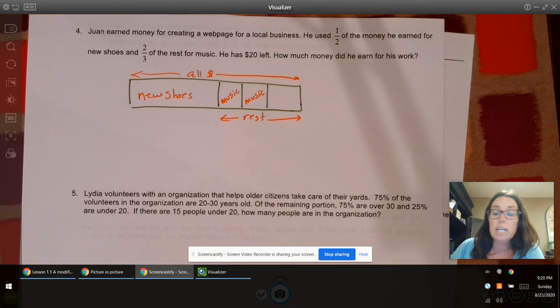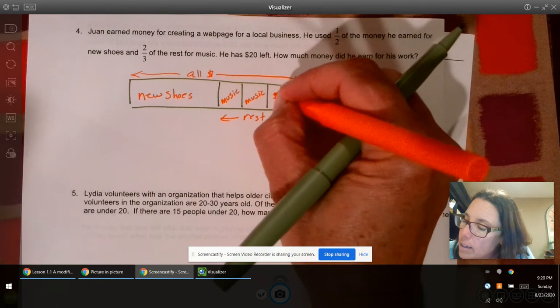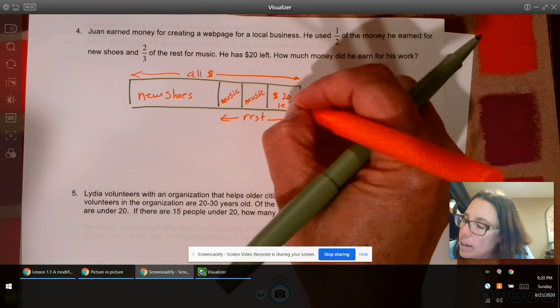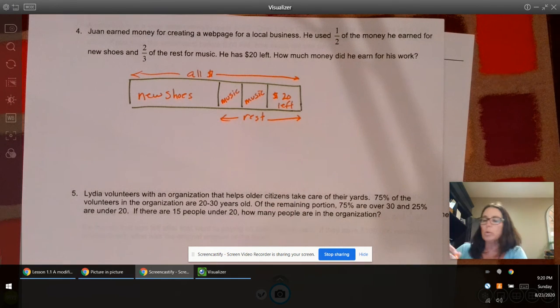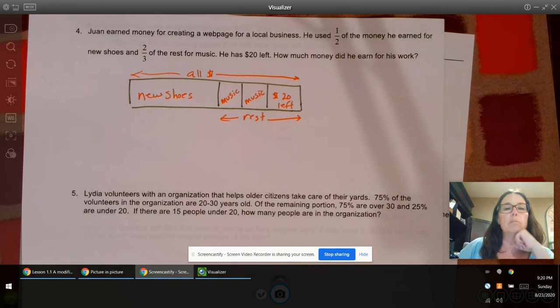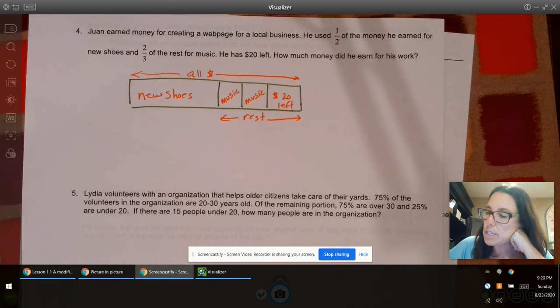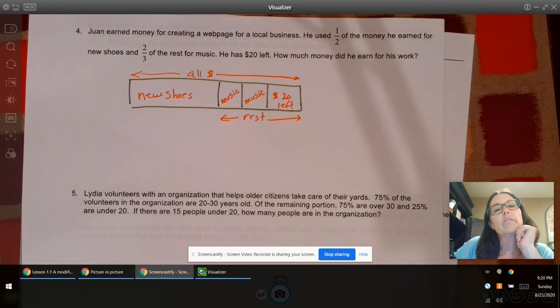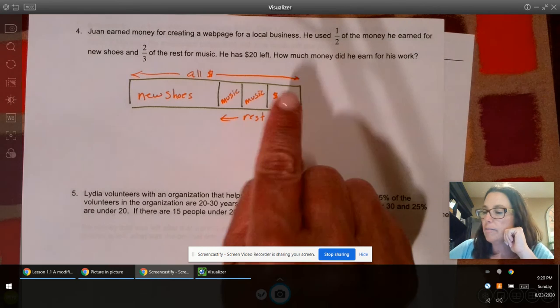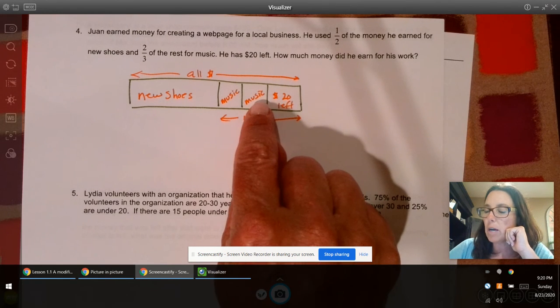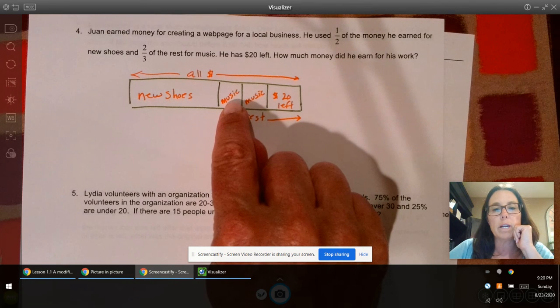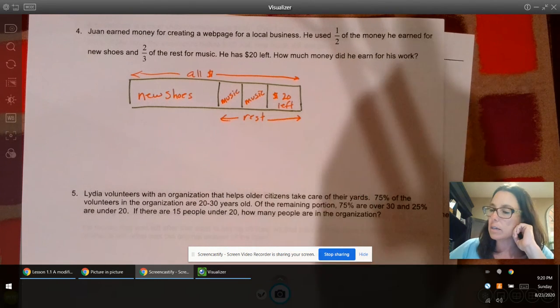He had 20 bucks left. That 20 goes right there. All right, here's the really cool thing about bar models. I can ask a bunch of questions, and you should be able to answer all of them. First question. How much did he spend on music? Hopefully you're thinking 40 bucks. If this box is 20, this box is 20, this box is 20. So 40 total on music.